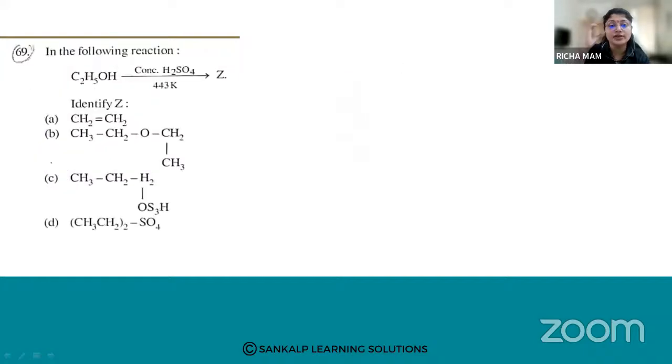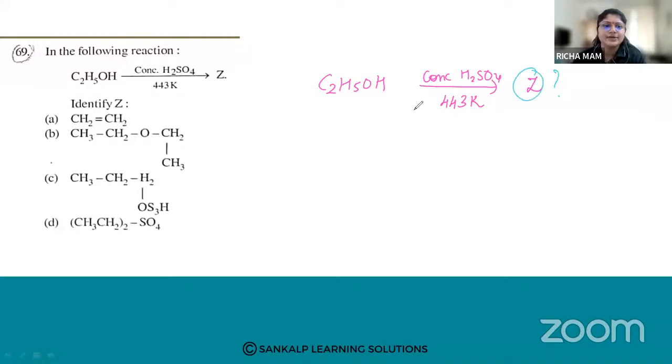Okay, so let us go for the next one. In the following reaction, we have ethanol, an alcohol, ethyl alcohol, and we treat it with concentrated sulfuric acid at 443 Kelvin. This is a temperature, and we obtain Z. So what is this Z? Identify the Z. So alcohol when it is treated with concentrated H2SO4.